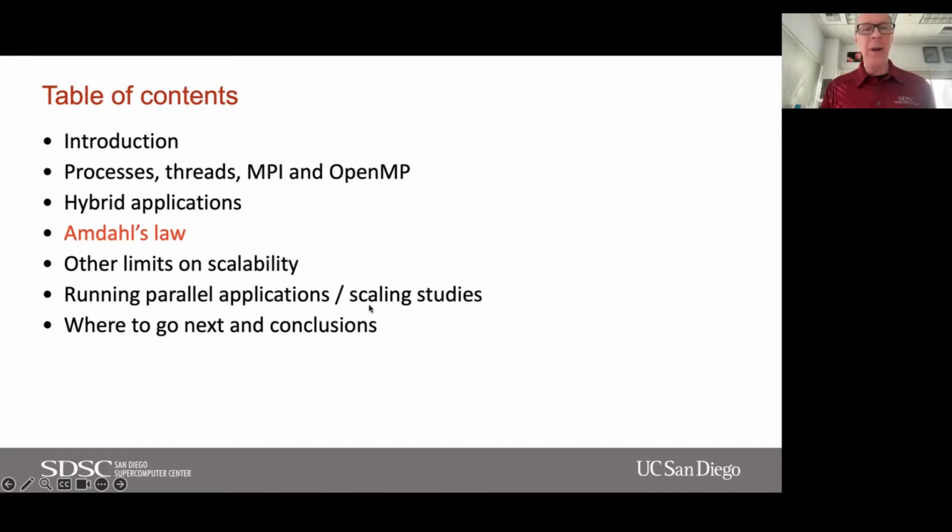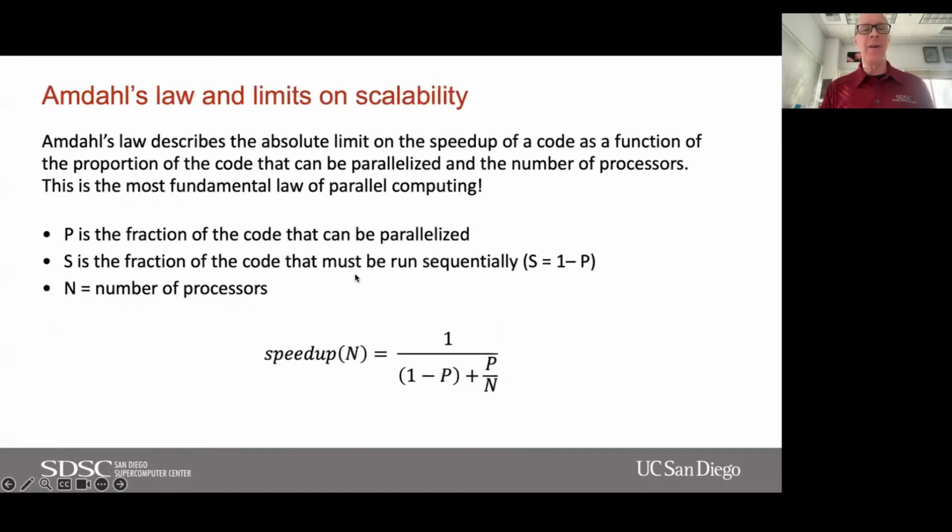All right. So now we're going to get on to Amdahl's law. We're going to get into a little more practical content. So if you know only one bit of theoretical parallel computing, it should be Amdahl's law. And this is a description of the absolute limit on the speed up of a code as a function of the proportion of the code that can be parallelized and the number of processes. So this is truly the most fundamental law of parallel computing.